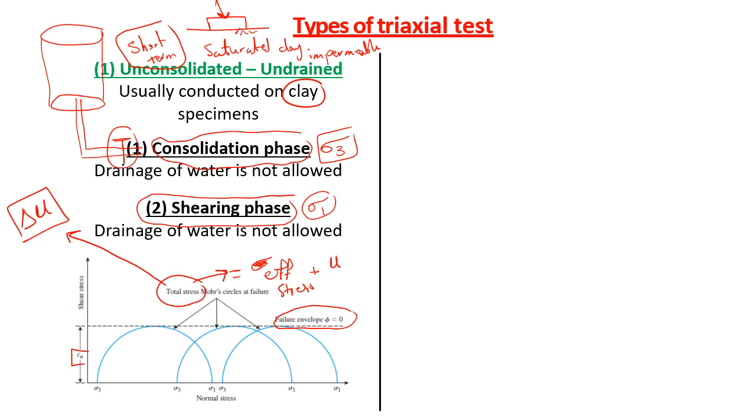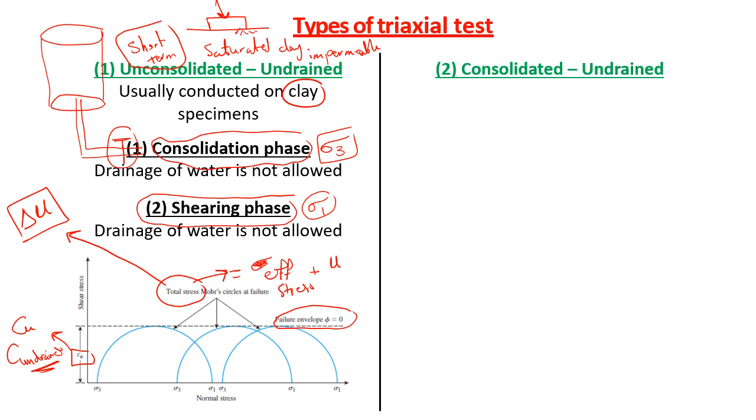The value of the intercept on the y-axis is called C sub u, for C undrained. I just want you to know that this is an undrained condition. The water is not allowed to move out of the sample.